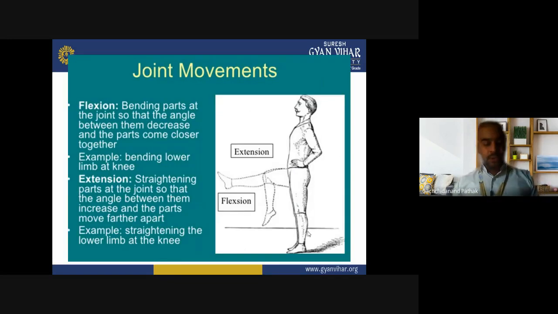Now these are the several joint movements. Which types of movement are there? We can see the joints have several movements, like flexion. Flexion is bending parts at the joint so that the angle between them decreases and the parts come closer together, like bending the lower limb at the knee. So in flexion, you bend the parts at the joint so that the angle between them decreases.